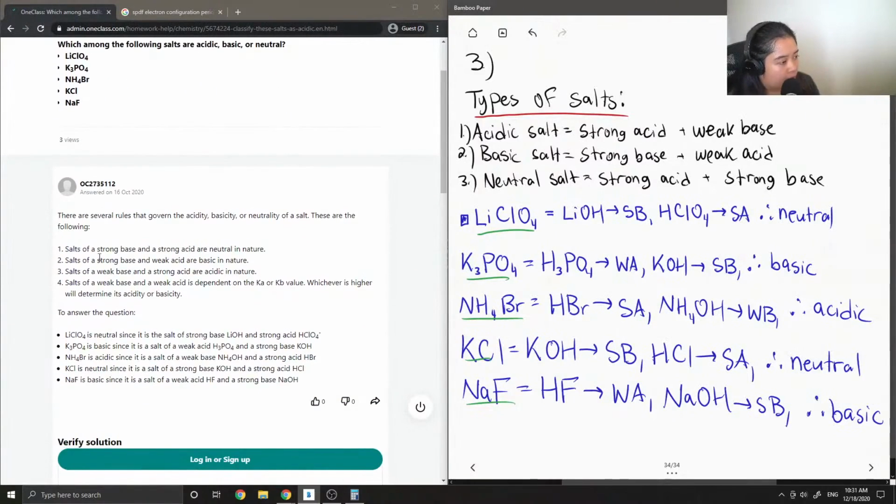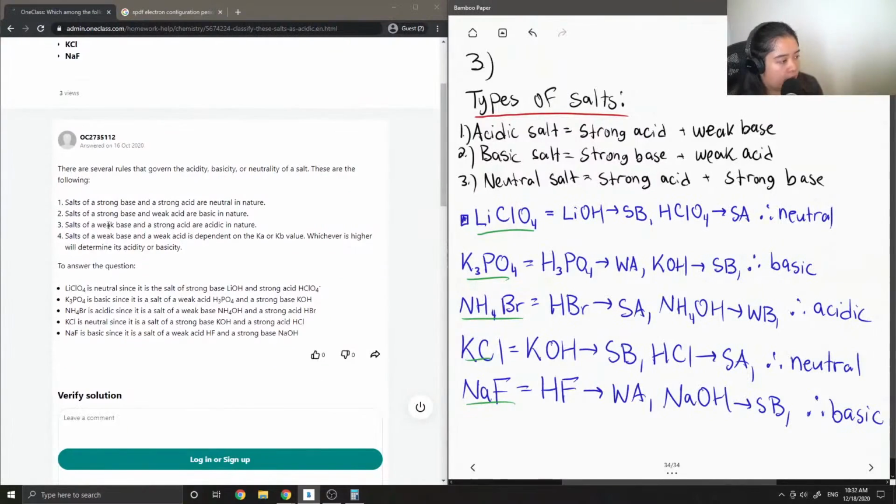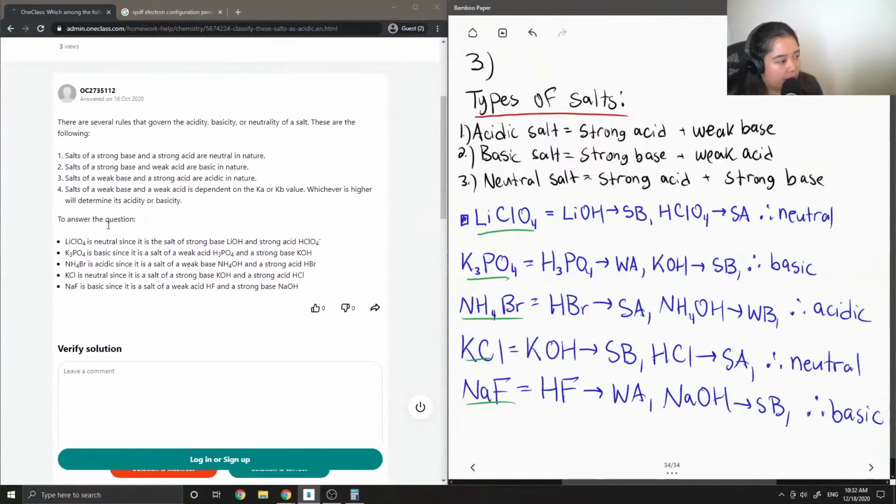There are several rules that govern the acidity, basicity, or neutrality of a salt. These are the following. 1. Salts of a strong base and a strong acid are neutral. Salts of a strong base and weak acid are basic. Salts of a weak base and strong acid are acidic. And salts of a weak base and a weak acid is dependent on the Ka or Kb value. Whichever is higher will determine its acidity and basicity.